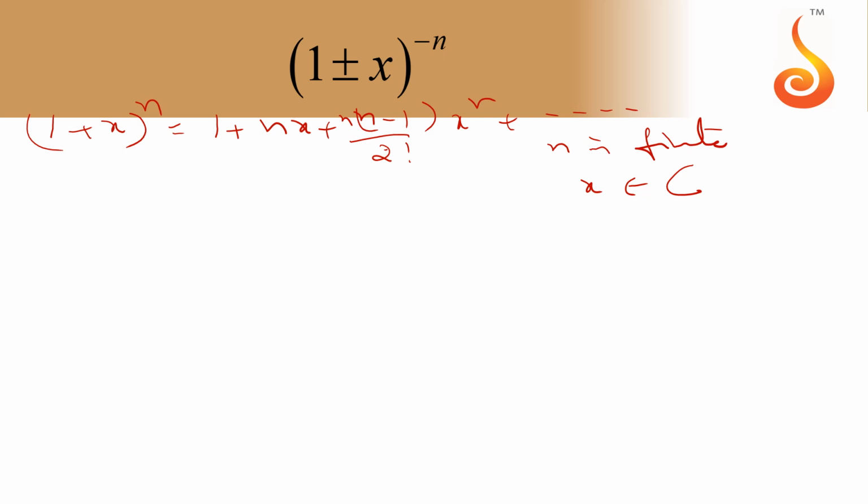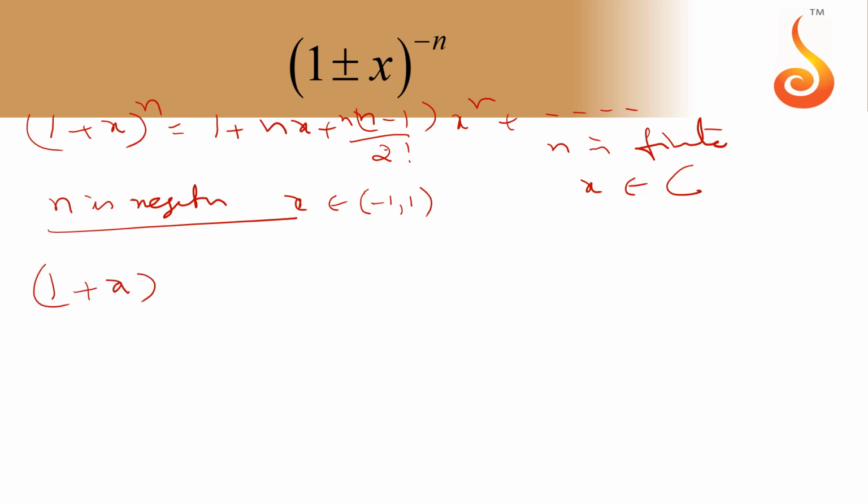But if n is negative, then x should be between -1 and 1, and the expansion becomes a valid infinite expansion because we are taking x as -1 to 1. So please learn this formula: (1 plus x) whole power minus n. I am writing very strictly x positive and n is also a natural number.